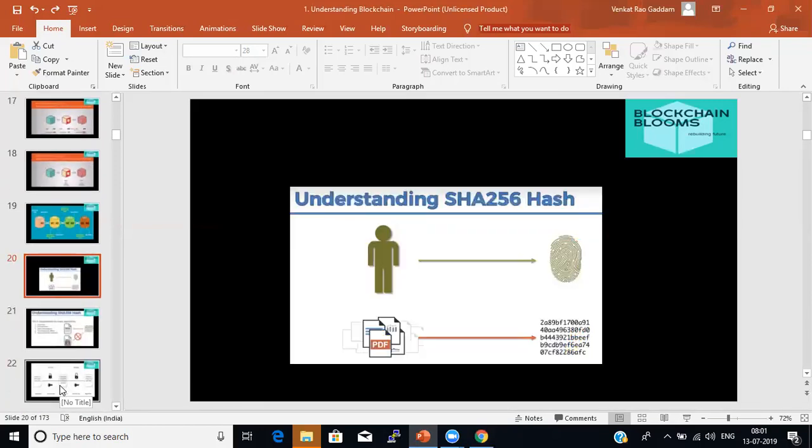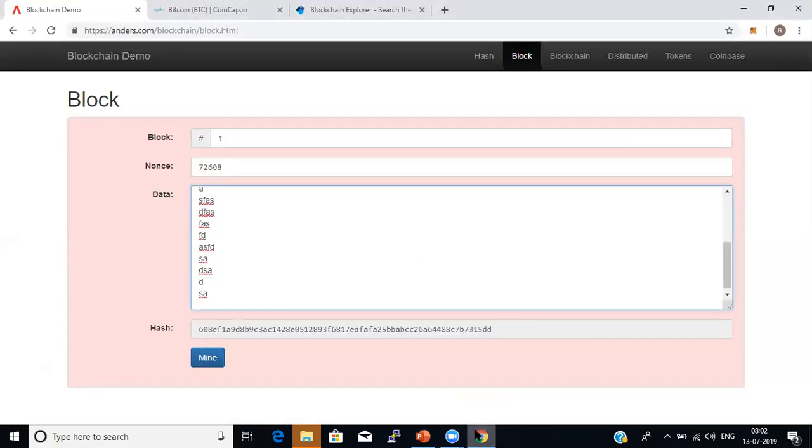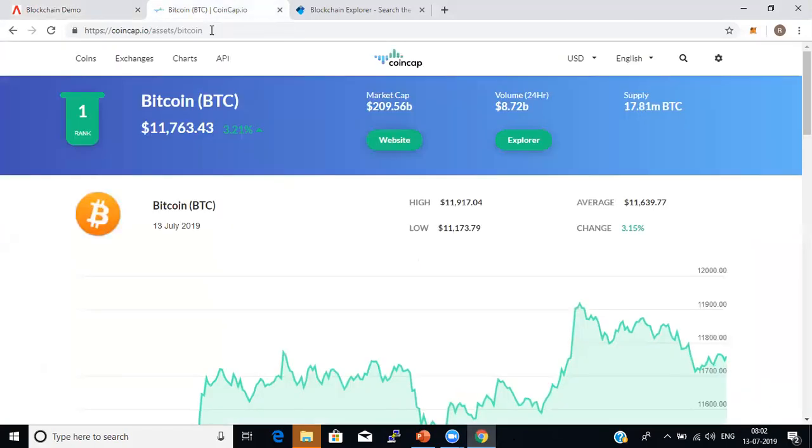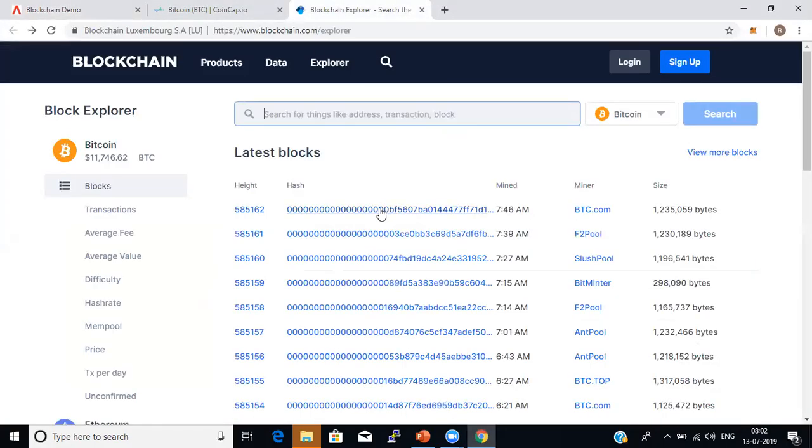So this hash code, you can imagine it as a thumbprint of a human being. How unique our thumbprint is. Definitely each person has a unique thumbprint, and likewise the cryptography algorithms, whether SHA-256 or SHA-512, will generate a unique hash code. So whatever hash codes you observe in this network, these hash codes are unique.